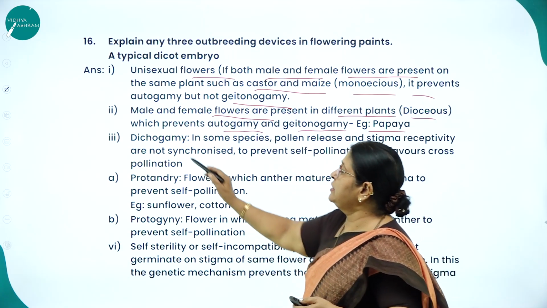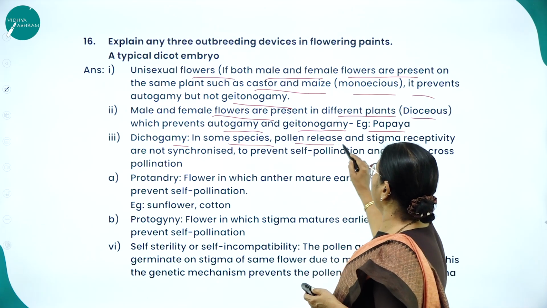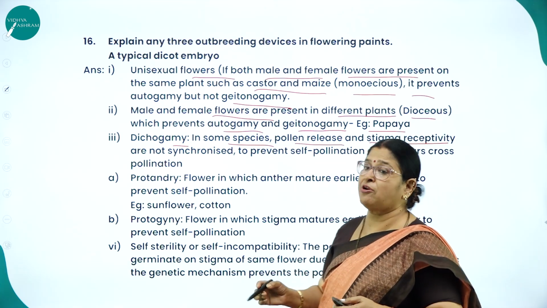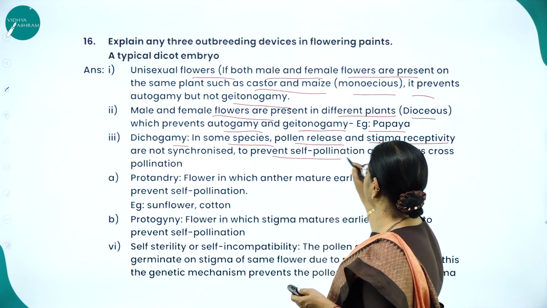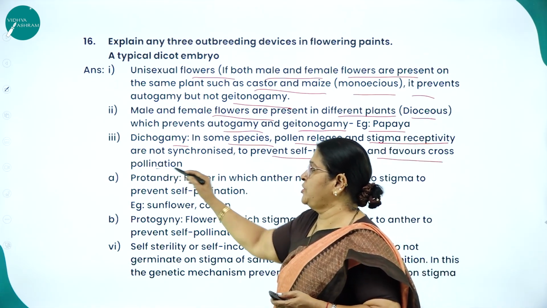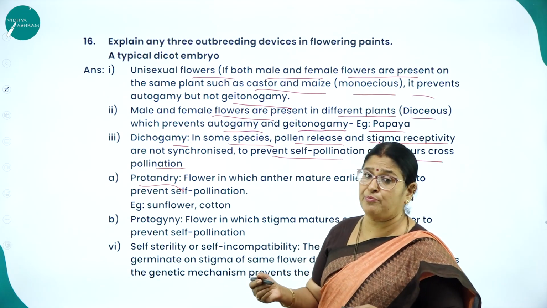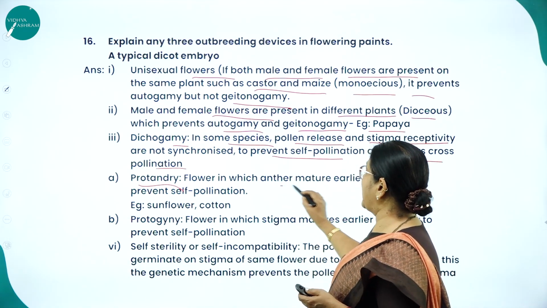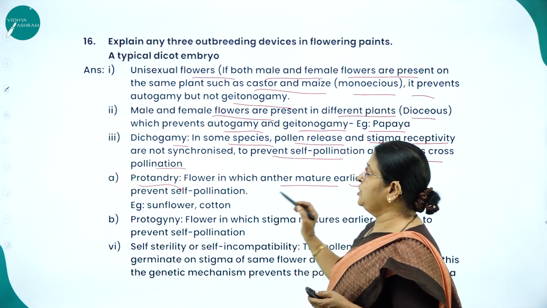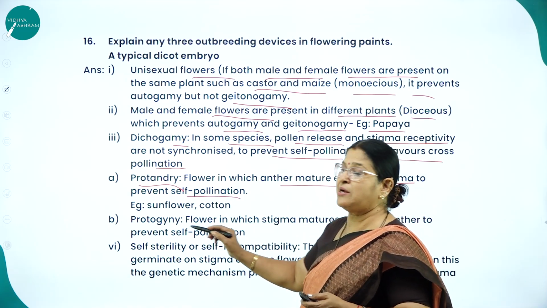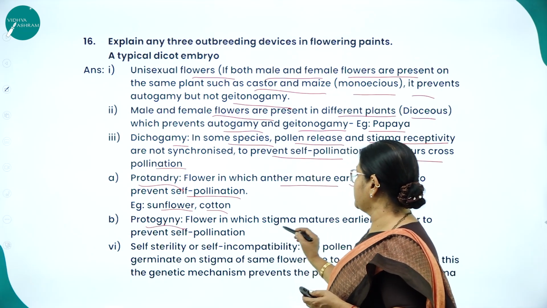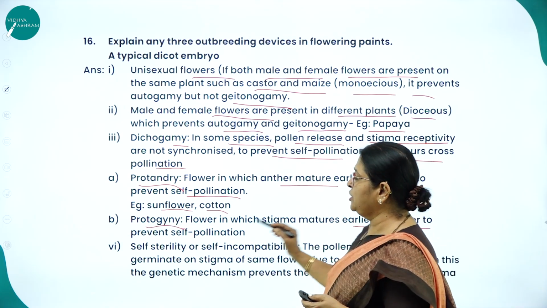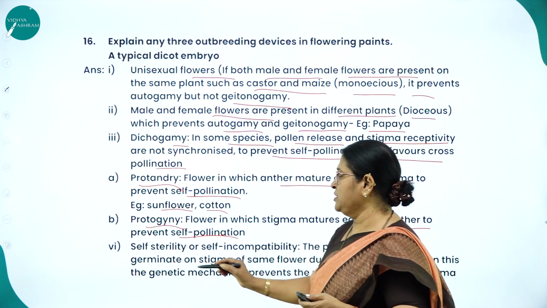Example, papaya. Dichogamy: in some species, pollen release and stigma receptivity are not synchronized. So there are 2 different times, which prevents self-pollination and favors cross-pollination. Protandry is one of the outbreeding devices: a flower in which the anther matures earlier than the stigma to prevent what? Self-pollination. Example, sunflower and cotton. Then protogyny: a flower in which the stigma matures earlier than the anther to prevent self-pollination.